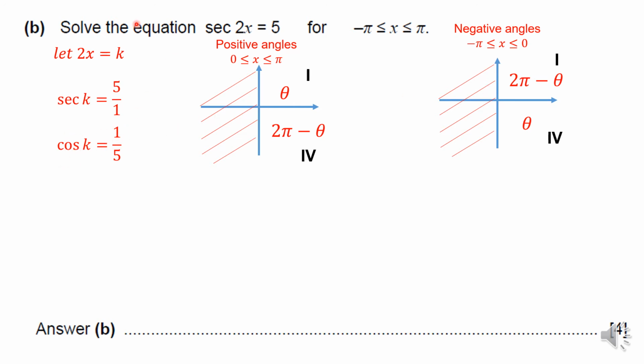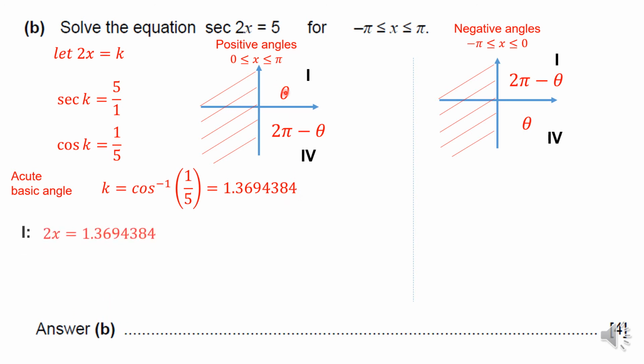Make sure, again, as I said, your calculator is in radian mode. And once you do that, you should get a basic angle of 1.3694384 radians. So that is one of our solutions. But now I have decided to replace the 2x with a k, so I'm going to bring it back. So in the first quadrant, 2x equals that. I then divide throughout by 2 in order to get my first solution.